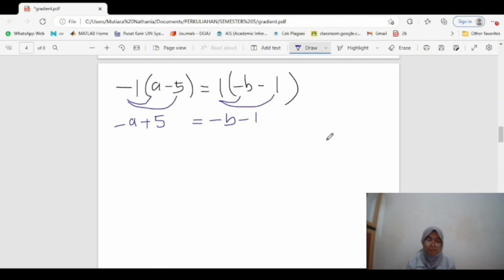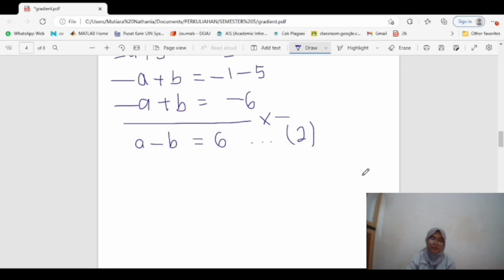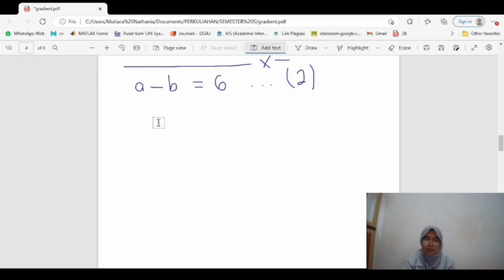Next we group the terms, paying attention to the signs: if a number moves across, its sign changes. So negative a plus b equals negative 1 minus 5, which is negative 6. We multiply by negative 1 to make it easier to see, so a minus b equals 6. This is the second equation. We have the first equation, b equals negative 2a, and the second, a minus b equals 6.